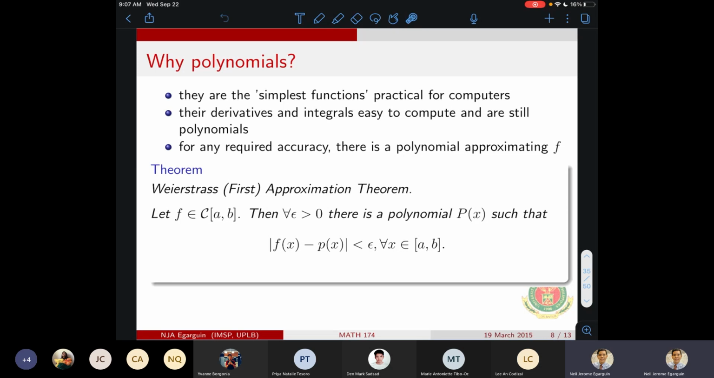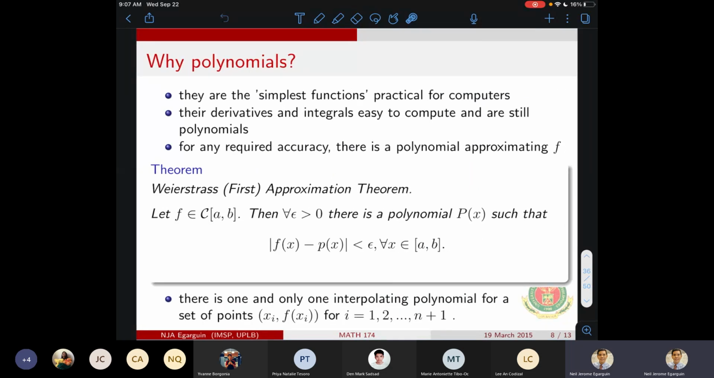But again, this guarantees the existence of a polynomial that is very, very close to a continuous function f. So kaya pwede tayo ngayon mag-rely, pwede tayong maghanap ng approximating polynomial. Kasi sabi ng Weierstrass, lagi tayong may mahanap na polynomial na napakalapit kay function f. Okay?